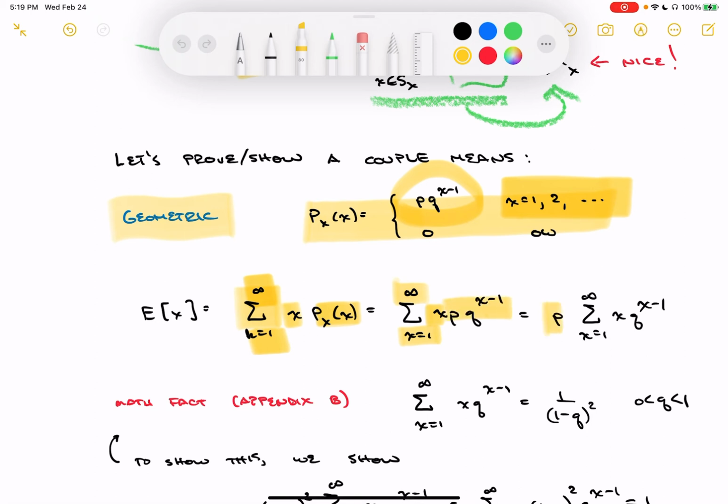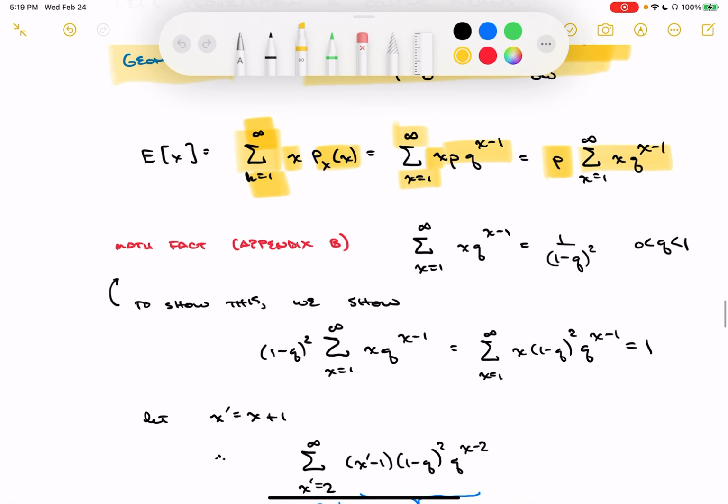I can pull the p out, because that's not a function of the sum variable. And I'm left with a sum, x going from 1 to infinity, of x q raised to the x minus 1. There is a math fact back in Appendix B. You'll find all sorts of interesting math facts back there. One of them is that a sum from 1 to infinity of x times q to the x minus 1, at least when q is between 0 and 1, it's a probability, gives us 1 over (1 minus q) squared. So I could certainly use that to my advantage in this case. I can use this result to do some simplification.